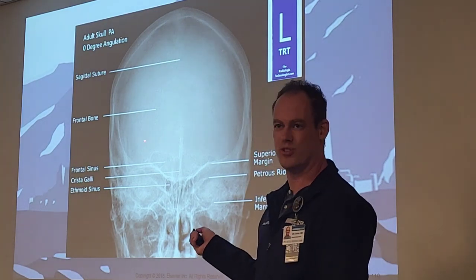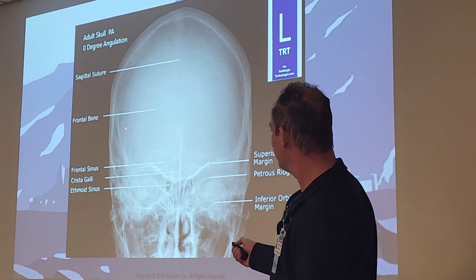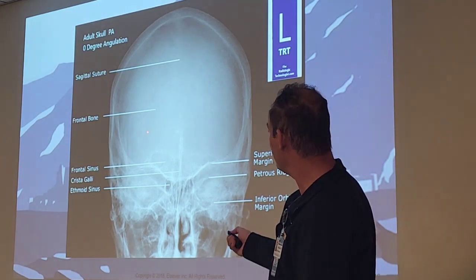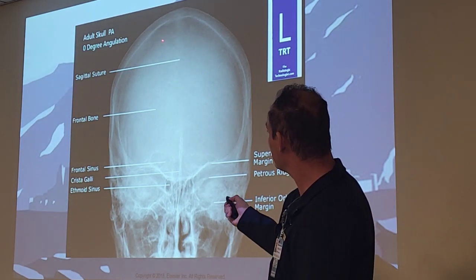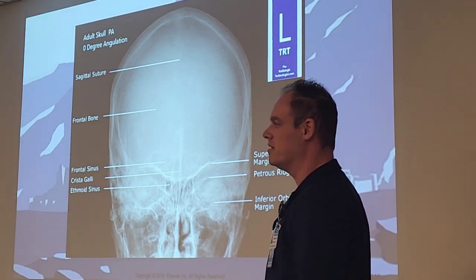That's the lambdoidal suture. Oh, in the back? Yes. That's why it looks like a triangle. Correct. Lambdoidal suture makes a triangular shape. Coronal crisscrosses with the sagittal up here. Oh, because the head is tilted. Yeah, it's angled, so it would be higher up.